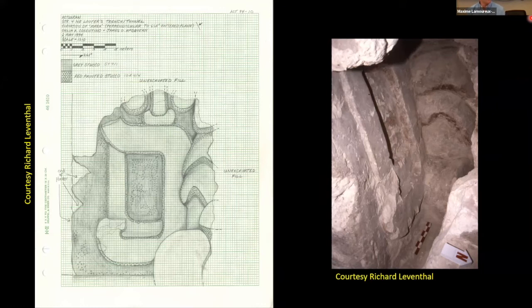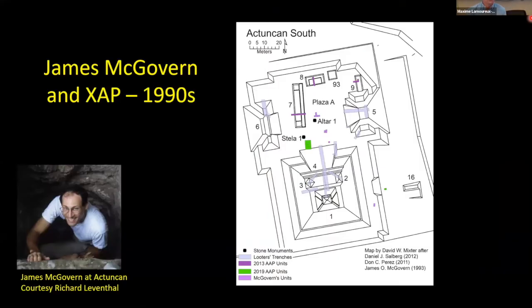We also know that there are masks on structure 5, though McGovern never saw them. He just saw them in profile where they've been cut through by the looters. McGovern also documented the massive looters' trenches in 5 and 6, which I briefly mentioned, that really gutted those buildings. And I'm not going to talk about those anymore.